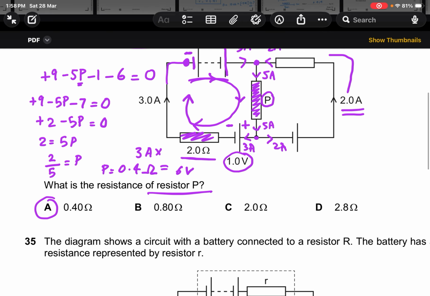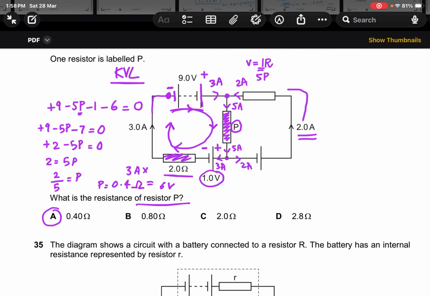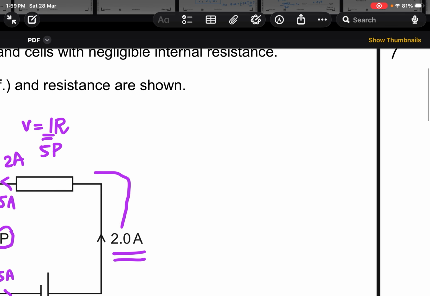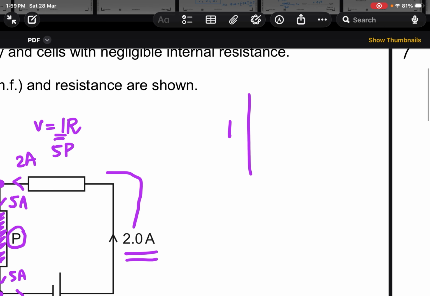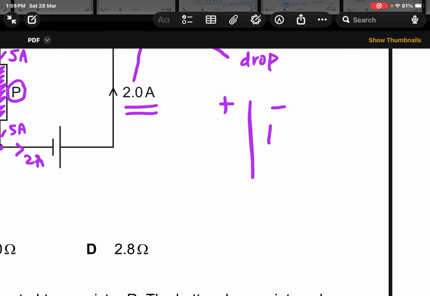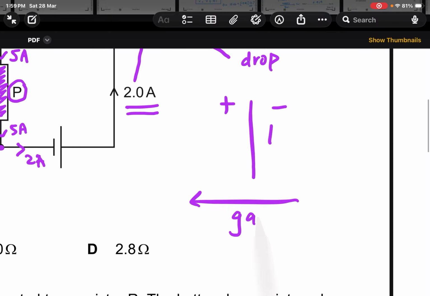How did I solve it? I simply used KVL, Kirchhoff's voltage law. And you can see some videos on YouTube about it, and you're going to better understand how we do it. Let me give you a little introduction of this law. Whenever I move from positive to negative, like this, so this is the direction, I'm moving from positive to negative, so there is going to be a drop in my voltage. And whenever I move from negative to positive in my loop, there is a gain in my voltage.